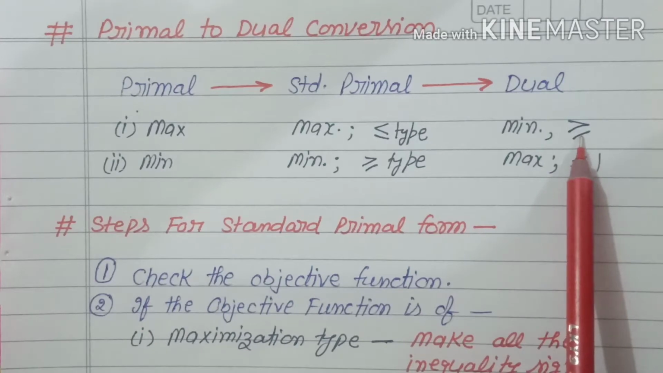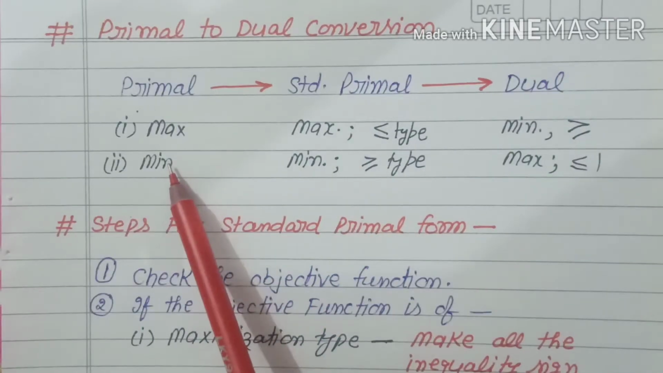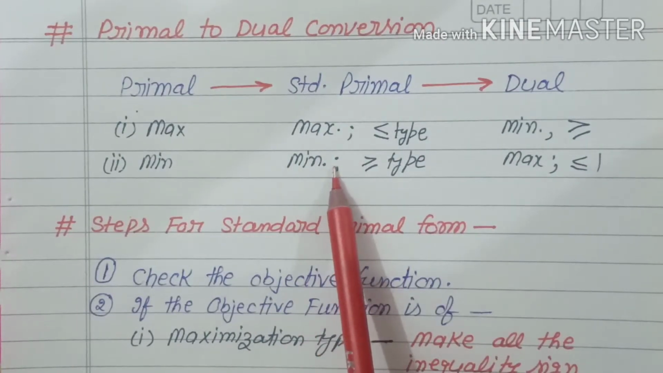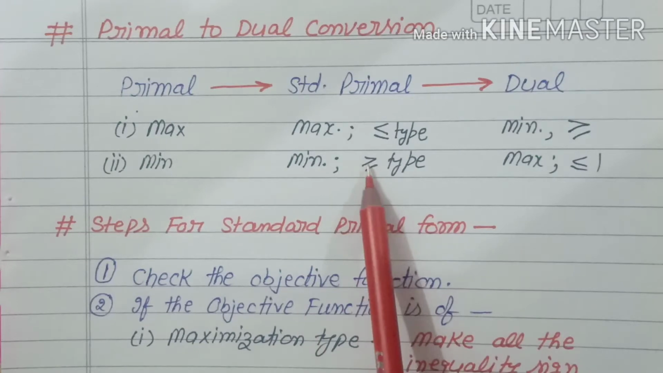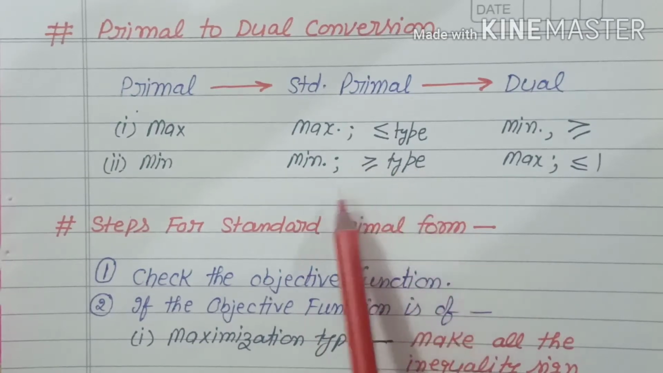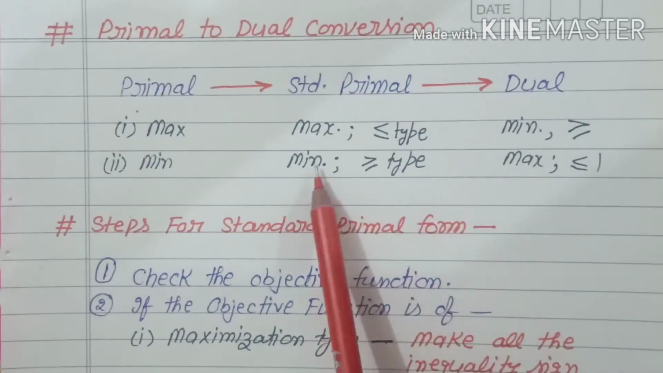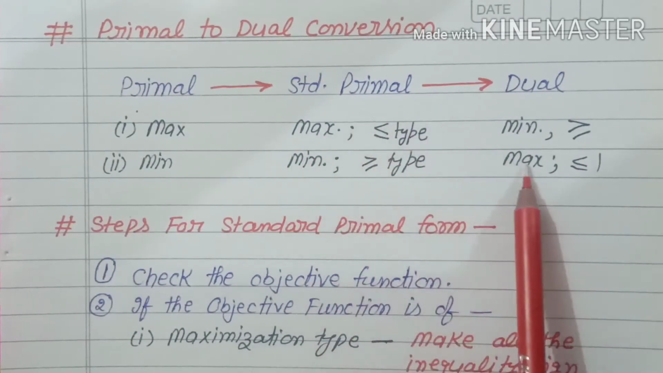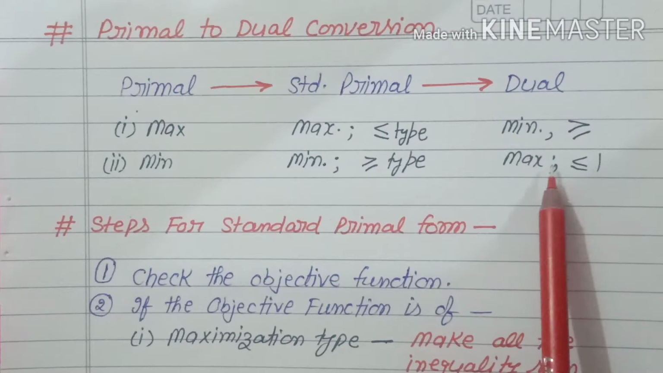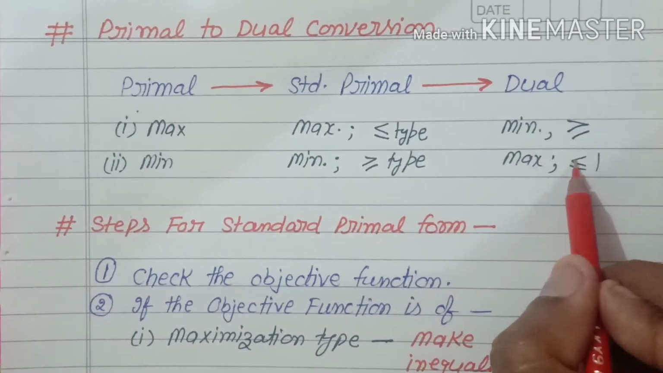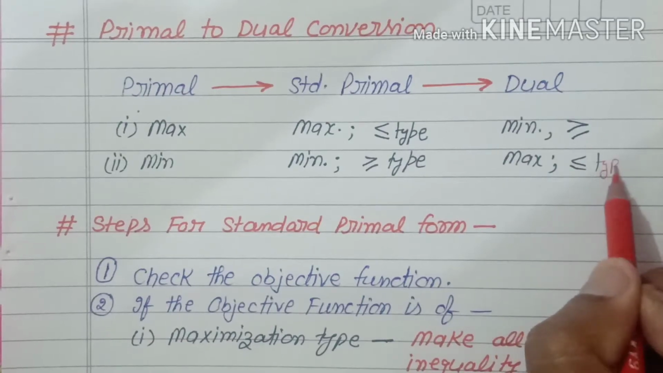Similarly, if the primal LPP is of minimization type, then its standard primal equation will also be of minimization type, but the constraints must be of greater than or equal to type. Now if we convert this standard primal into dual, then this objective function will be converted to maximization type, and then accordingly the symbol for the inequality will become less than or equal to type.